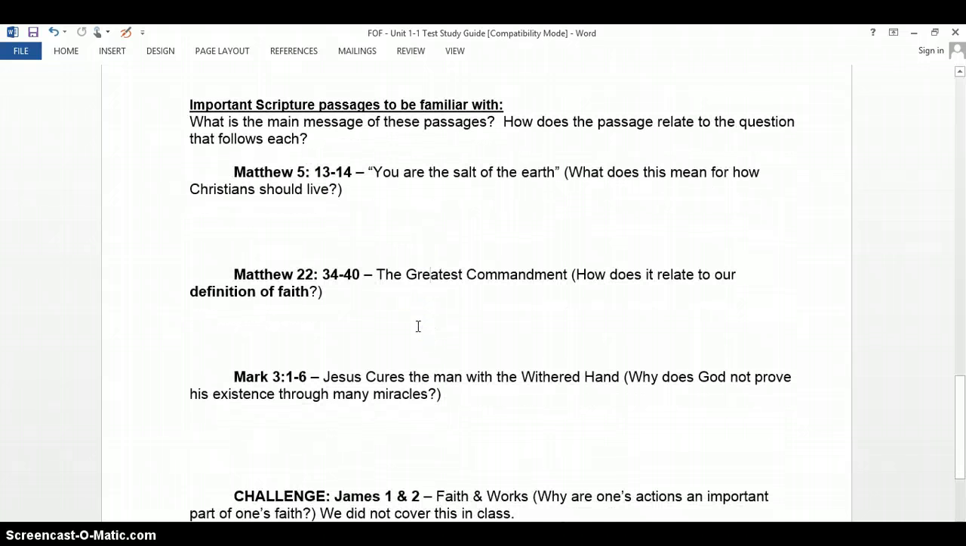The greatest commandment. Jesus says the greatest commandment is to love God with all our heart, soul, strength, and mind, and to love our neighbors as ourselves. And that's basically where we get our definition of faith. It's just our three-part definition of faith in different words. Because if you believe in God and you have a relationship with him, then you're loving him with all your heart, mind, soul, and strength. And if you are loving your neighbor as yourself, then that's living out your faith. That's the service part, the hands and feet part.